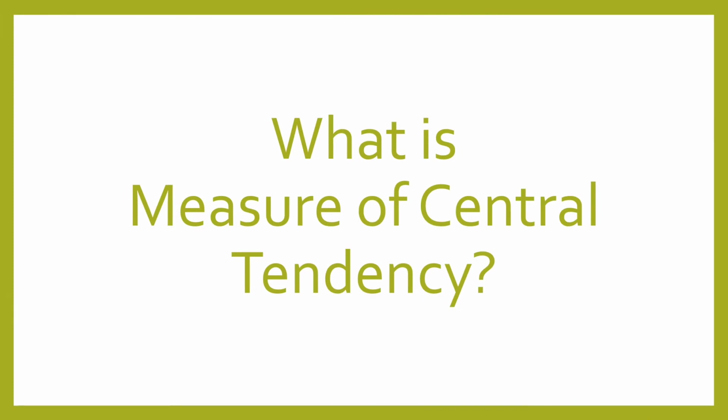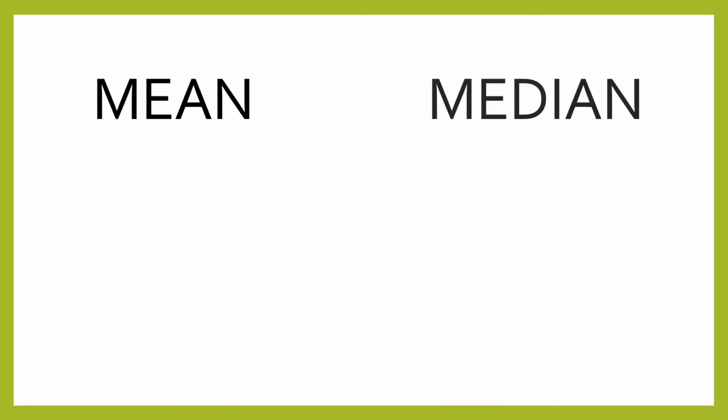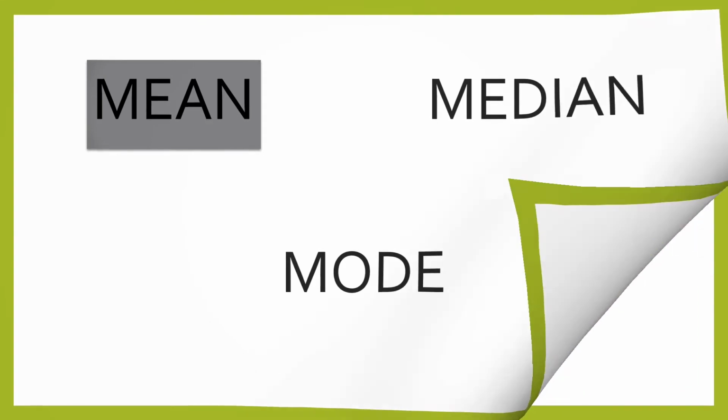So, how will you define the measure of central tendency? A measure of central tendency or measure of average is a statistic that serves as a representative set of the data. It is a quantitative representation of the set of data under investigation. There are three measures of central tendency: the mean, median, and the mode. But we will be focusing on the mean.